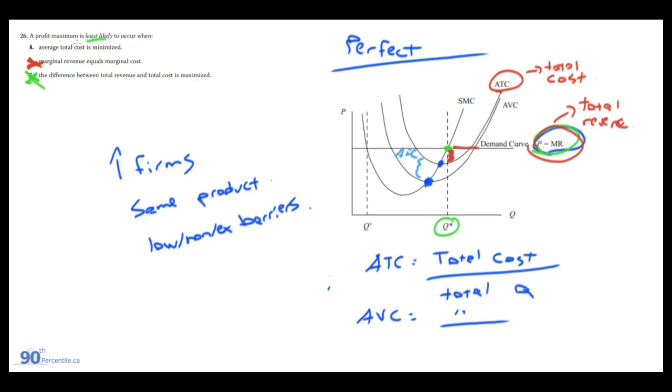And then A, average total cost is minimized. This is the least likely answer for a profit maximum because we have average total cost being minimized, but we don't know anything about marginal revenue or revenue in general. Coming back to this graph, it could be the case that if we're looking at the average total cost line, the minimum is right here, but the price set in the market could be all the way down here. So with this answer, we don't know anything about revenue, so this doesn't tell us enough to ensure a profit maximum.